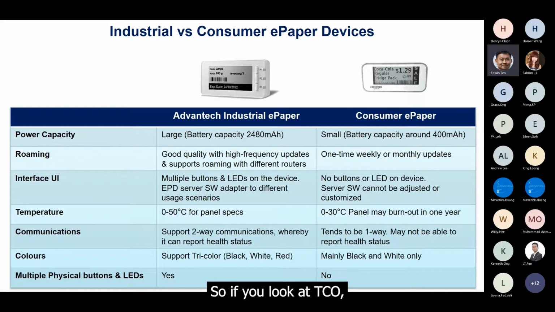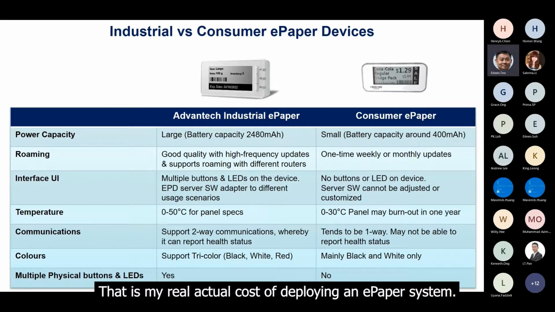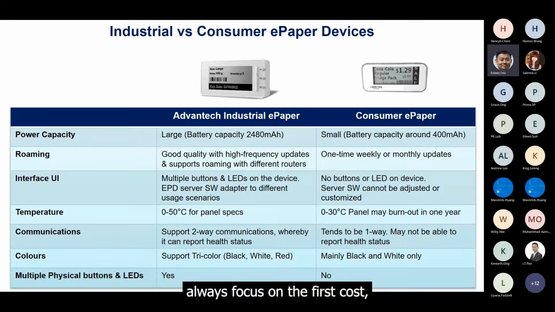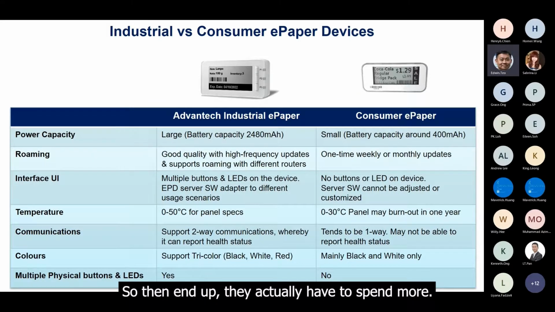So TCO, total cost of ownership, means I have to add all these things together. Then that's my real actual cost of deploying an ePaper system. So it's not just the first cost, not just the purchase cost, because there are certain customers that we encounter that always focus on the first cost, but they forget about the rest. So in the end, they actually spend more.